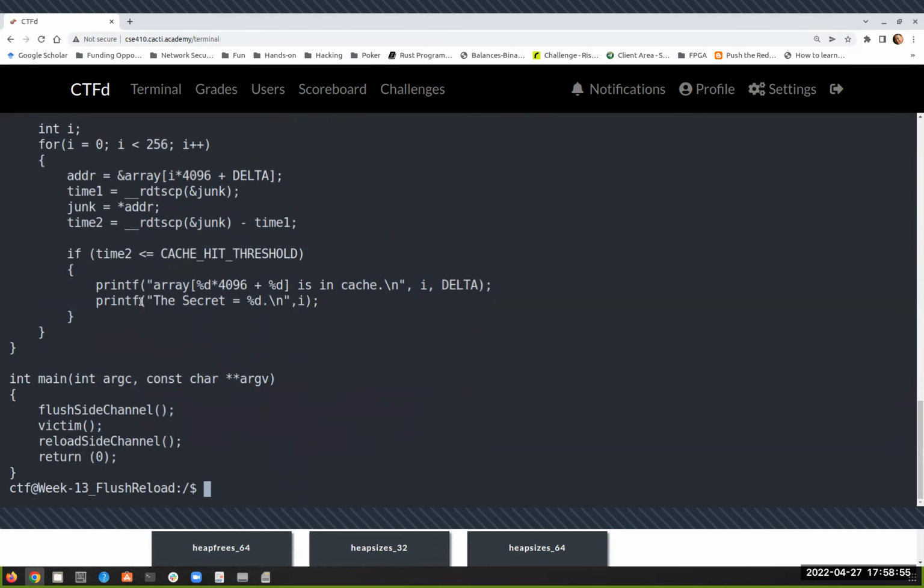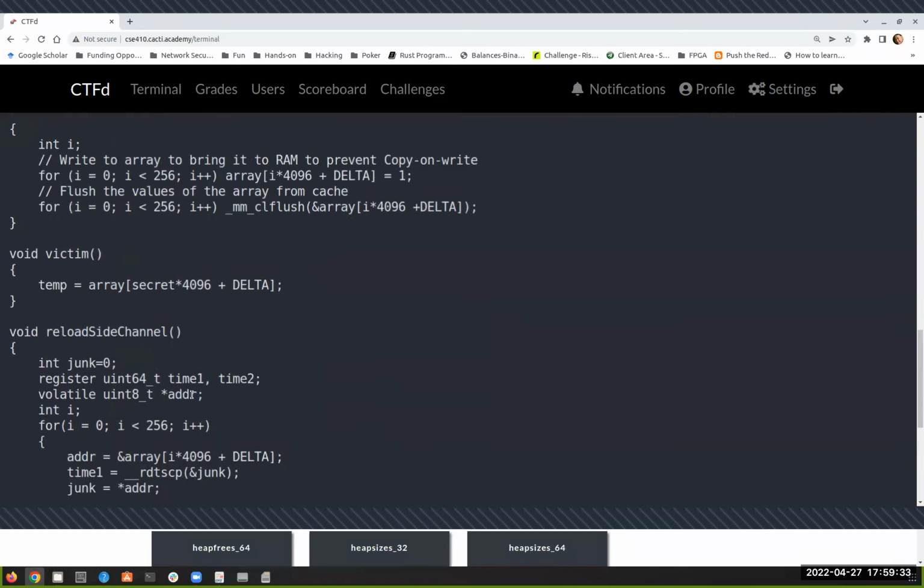So the goal here is we're going to use the cache as a side channel to transmit a secret. We're not directly giving the secret through a global variable, but we're going to use cache as the side channel to transmit that. So we first flush the side channel, then run the victim program, then reload the channel. The victim program is, I think we're not transmitting, we're stealing things from the victim in this case. Let's see how flush works.